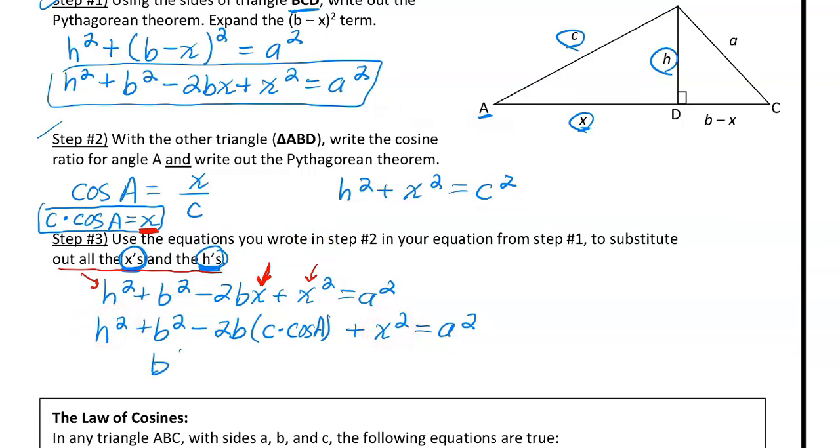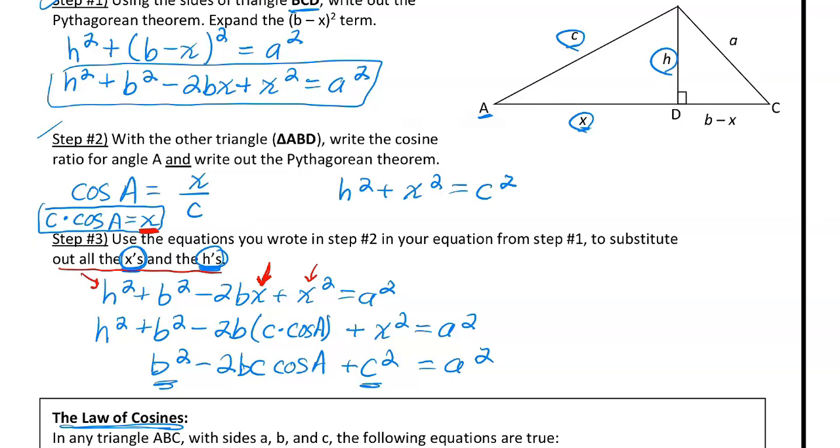So I would have a b squared still. I'd have a 2bc cosine A. And in place of these two terms, I'm going to have a c squared. So we'll do plus c squared. Rearranging this a little bit, we get what's called the law of cosines.